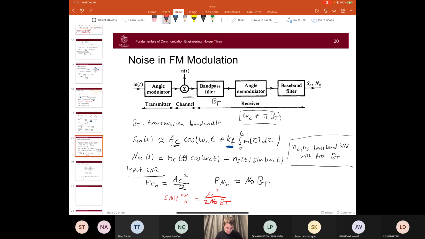Next Wednesday we will compute the output signal to noise ratio and then see how FM modulation compares to the baseband system. Any questions?